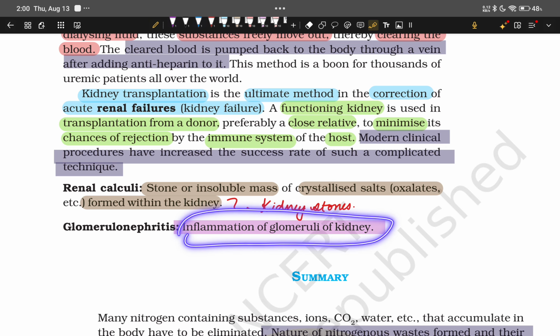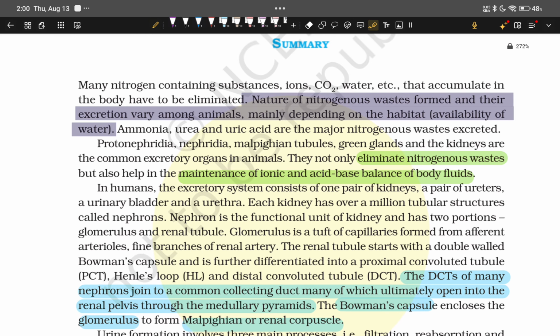Glomerulonephritis is inflammation of the glomeruli of the kidney. Glomeruli is the plural of glomerulus. One more thing I want to mention is that whenever there is itis, as in arthritis or nephritis, it means inflammation. Talking about the summary, we have a few important points to note here as well. The nature of nitrogenous waste formed and its secretion vary from animal to animal, and mainly depend on the habitat and availability of water. If the organism is living in an aquatic environment, then it's possible that the animal is ammonotelic, right?